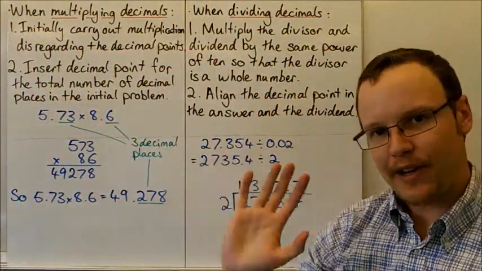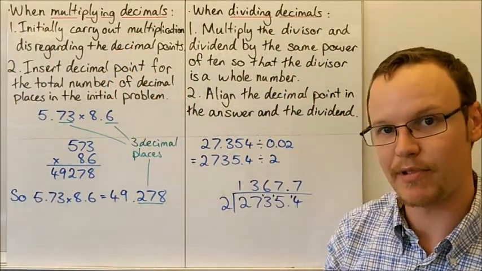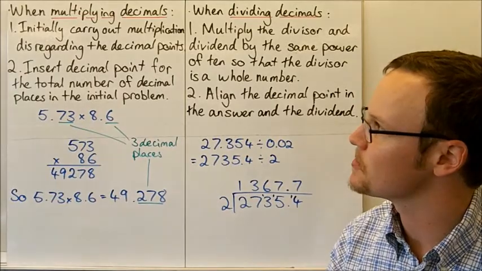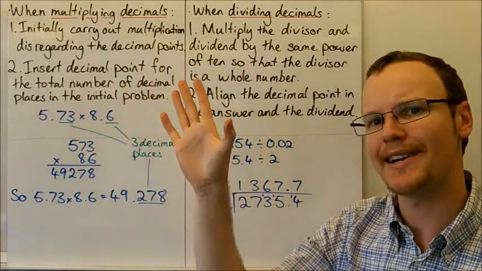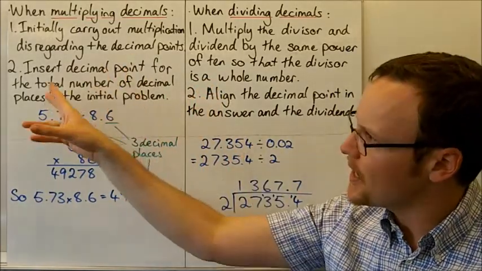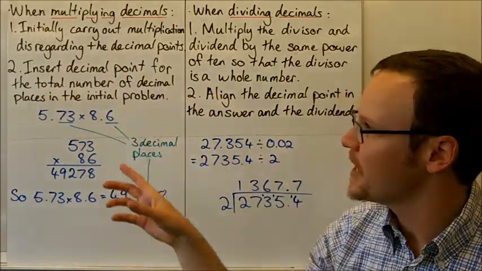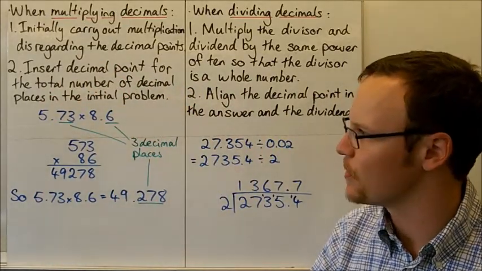So now if we're going to be multiplying decimals that aren't powers of 10, we're looking at multiplying more complicated decimals. Firstly, we need to initially carry out the multiplication and disregard any of the decimal points. Don't worry about them. But then, once you've done that multiplication, insert the decimal point for the total number of decimal places in the initial problem.